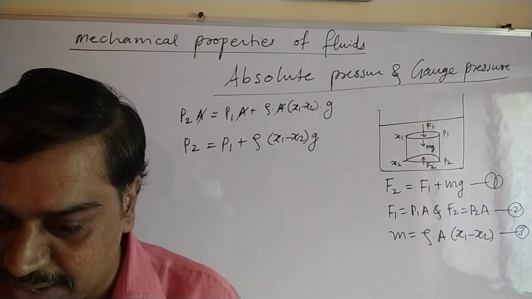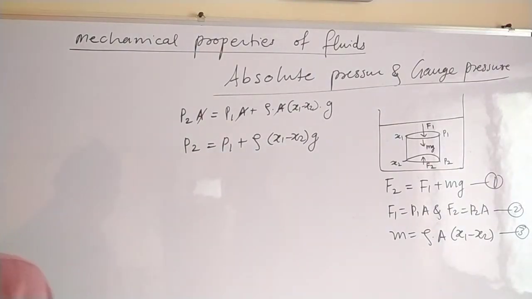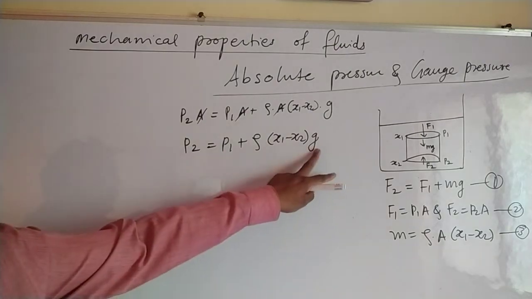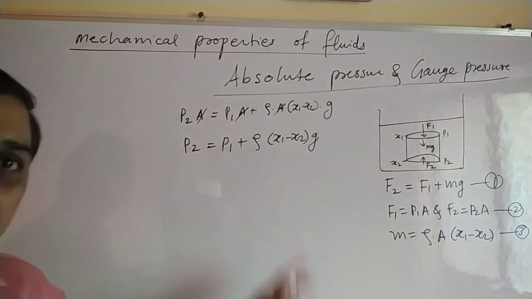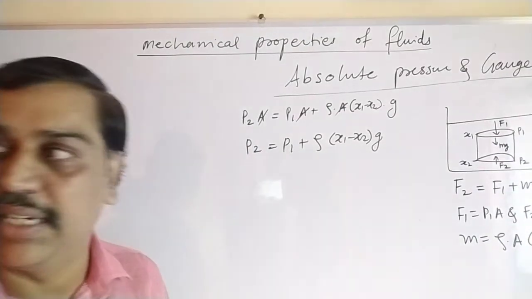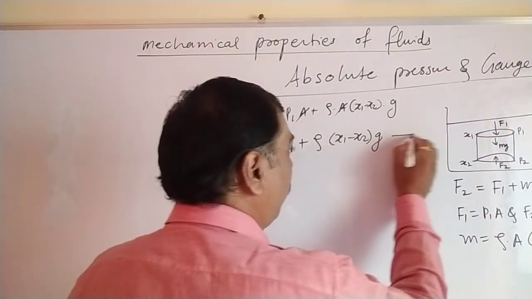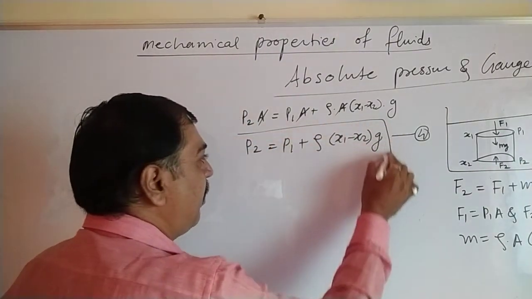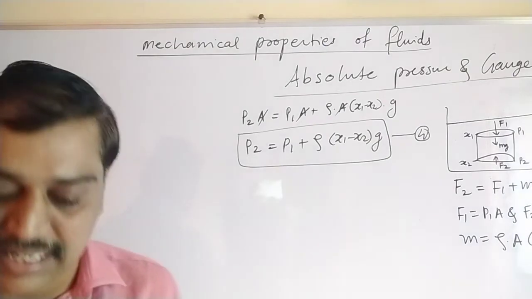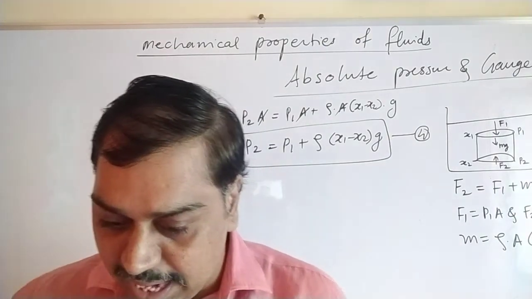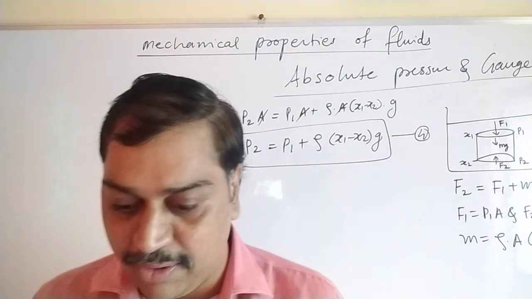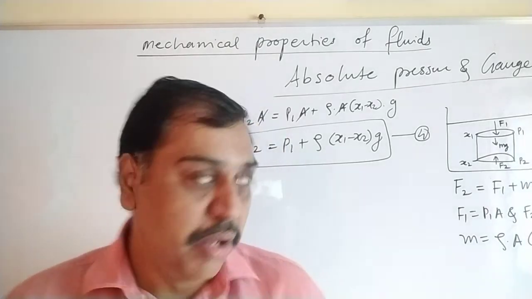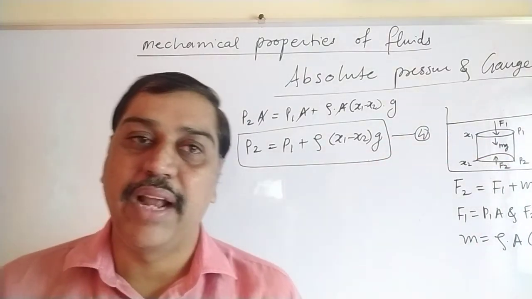The same equation they have taken as 2.6 in your book. So P2 equal to P1 plus rho into x1 minus x2 into g. They have taken g initial, doesn't matter. The concept remains the same, so that we can get this equation. Suppose this is equation 4, and this equation gives us the pressure exerted. This equation can be used to find out pressure inside the liquid, below the level of the beaker.